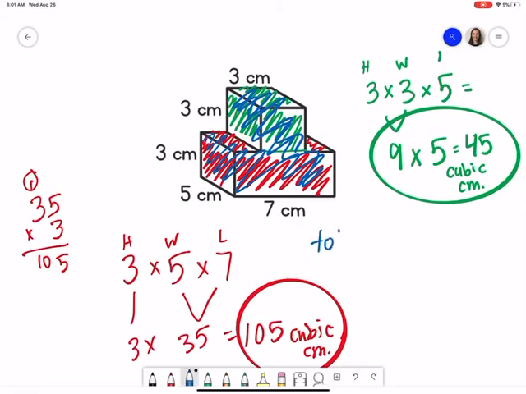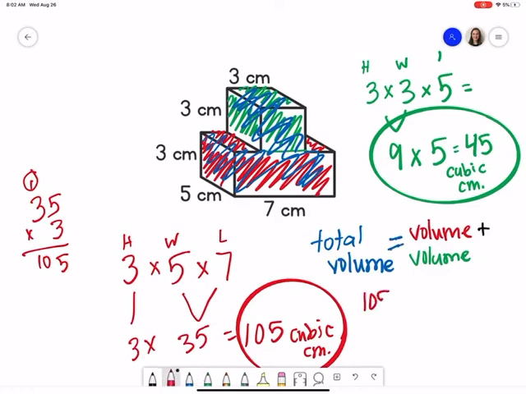Okay, to find total volume, we are going to add the volume of the red to the volume of the green. Okay, and I definitely meant to put equals. So let's do that. Volume of the red, 105, plus the volume of the green, which is 45.